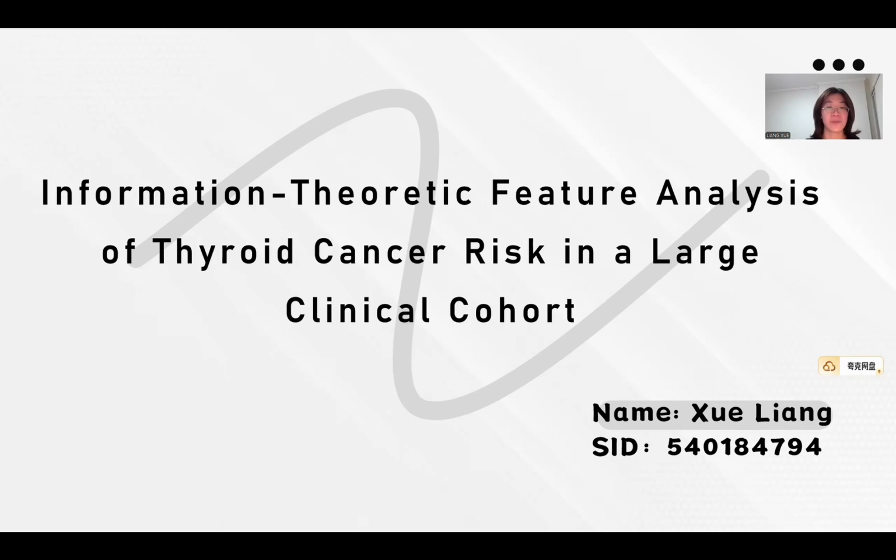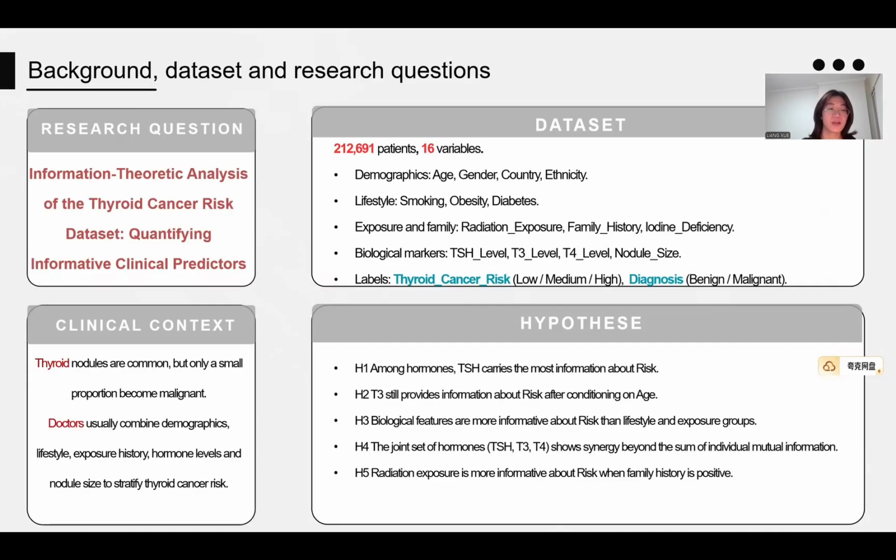I present information-theoretic analysis of thyroid cancer risk datasets using the JIDT toolkit. Thyroid nodules are common but rarely malignant, so doctors combine demographics, lifestyle, exposure history, hormone levels, and nodule size to stratify cancer risk. Instead of fitting models such as logistic regression, I ask how much information each observed variable carries about the three-level thyroid cancer risk label.